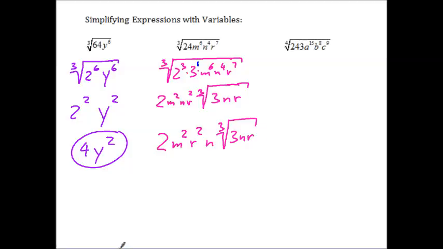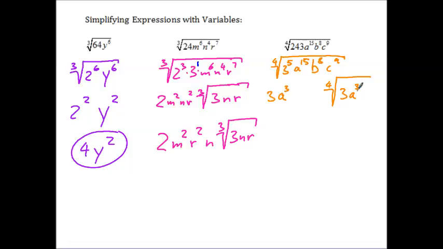On to our last example, 243. Now that will be 3 to the 5th power. 3 to the 5th power times a to the 15th times b to the 8th times c to the 9th power. 4 goes into 5 once, so 1 3 can come out, but we will have 1 3 remainder. 4 goes into 15 3 times, with 3 as a leftover. A cubed stays underneath the radical.